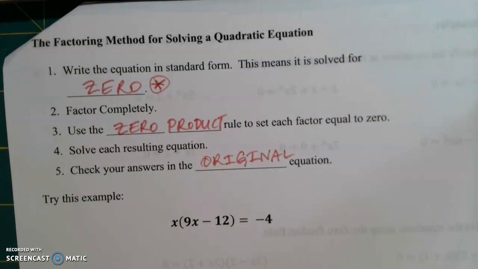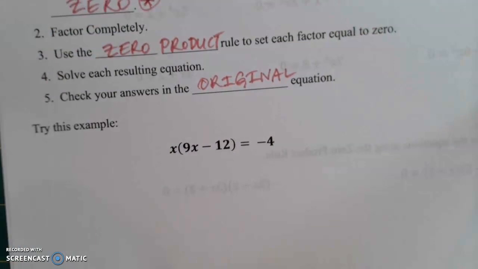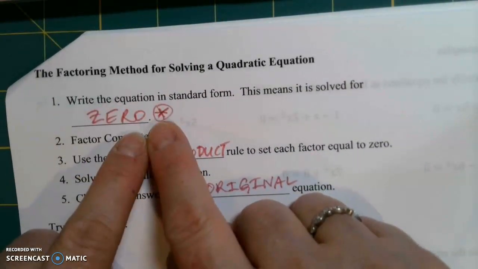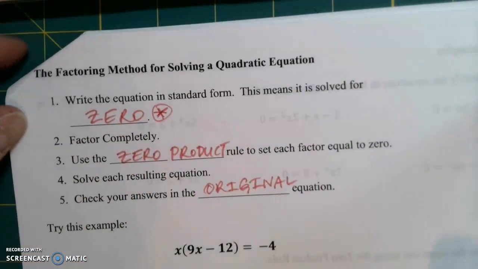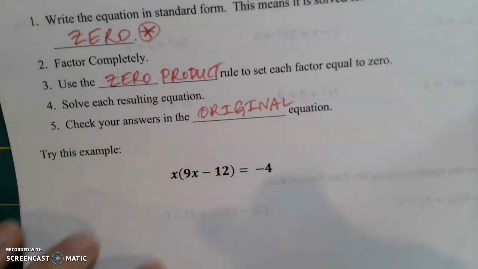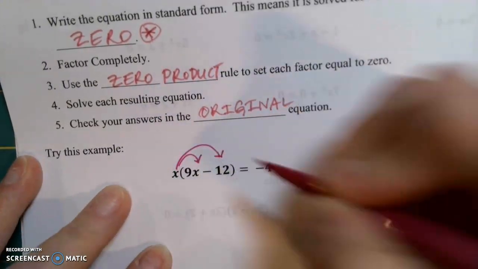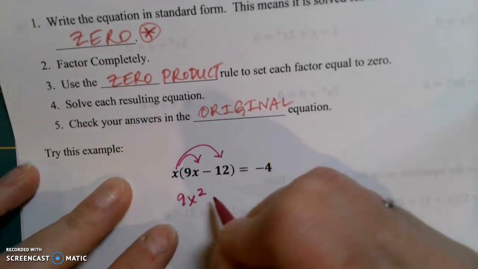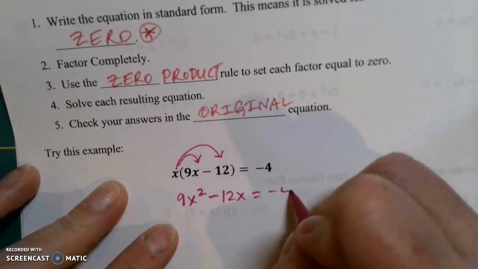Okay. The next one here, and right away I'm seeing that it's not in standard form because it's not solved for 0, meaning we don't have 0 on one side of the equation. So we do need to do some manipulation here with our terms. First, multiply. We're going to do the distributing. Multiply that x throughout the set of parentheses to clear those. So 9x squared minus 12x equals -4.